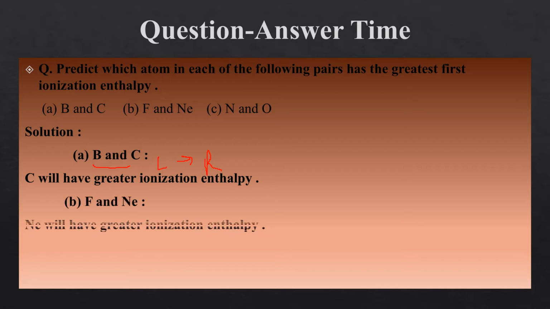In case of fluorine and neon, again neon will have the higher or greater ionization enthalpy because when you move left to right in a period, neon is the rightmost element of the periodic table, and it is present on the right hand side of fluorine. So neon will have the higher ionization enthalpy, as well as neon is a noble gas, and noble gases have completely filled orbitals, and due to their completely filled orbitals, they require much energy to release an electron from their orbitals or shells.